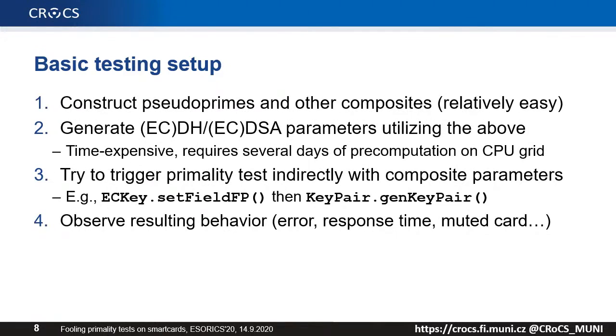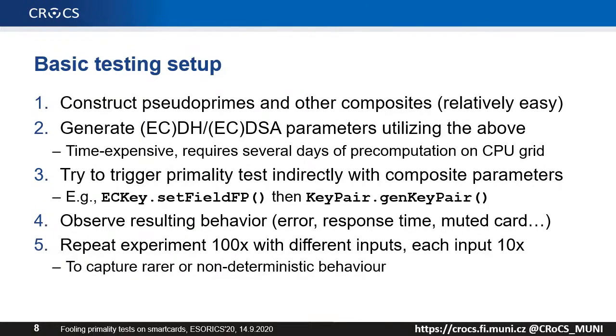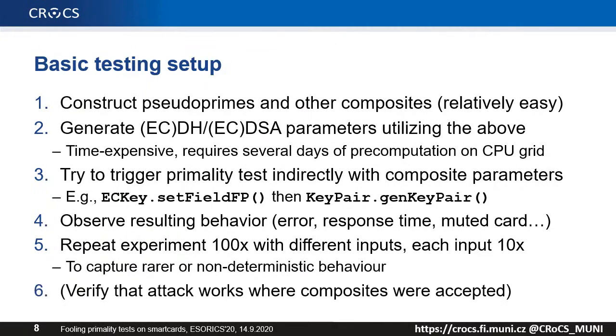We are looking at the error, but not only that, we also look at the response time, whether the card responded at all, whether it's cycling indefinitely, and so on. With smart cards, you can't count on just one attempt and expect deterministic behavior. So we repeated the experiment 100 times with different inputs and different domain parameters. Each input was tested 10 times to capture errors or non-deterministic behavior. And if the composite domain parameters were accepted, we run the attack to see whether it was for real.